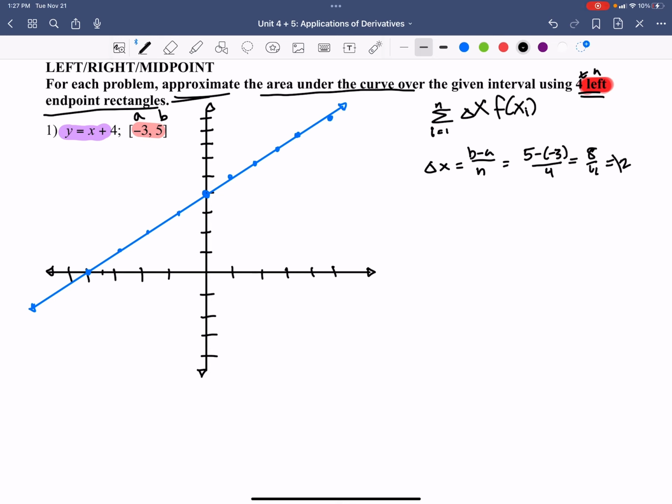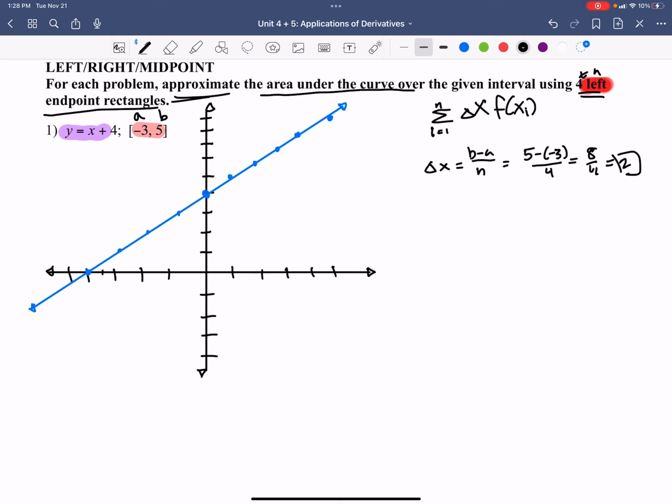So what does this 2 mean? That's how long our rectangles are going to be. Like the base of our rectangle. Right, so it's going to be delta x. There's going to be a delta x. And then our height is going to be f of x, right? So our delta x is a size 2.